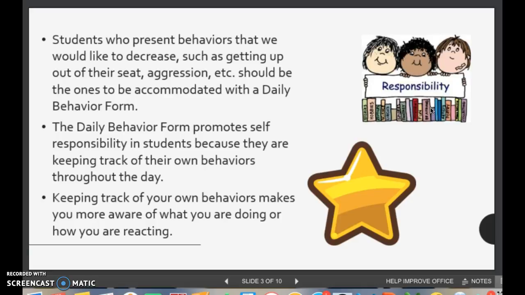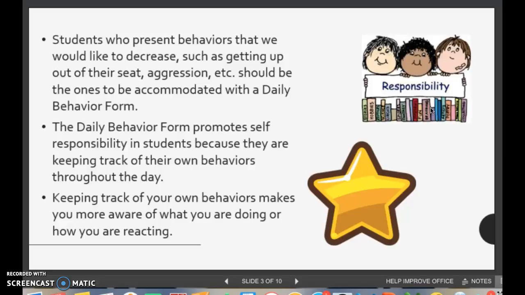Students who present behaviors that we'd like to decrease, which would be behaviors not as good, would be getting up out of their seat, aggression, just being off task. They should be accommodated by a daily behavior form. The daily behavior form could accommodate students if you're trying to get them to increase a certain behavior too.